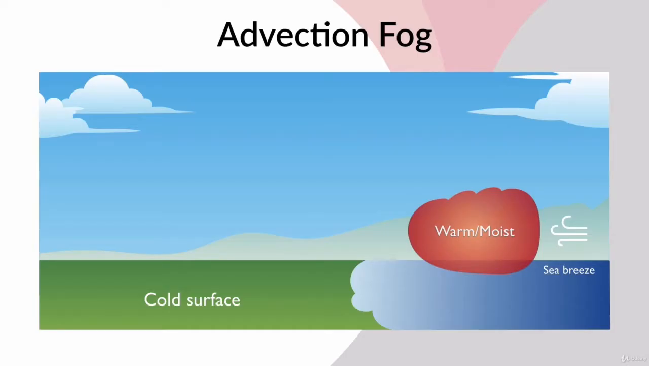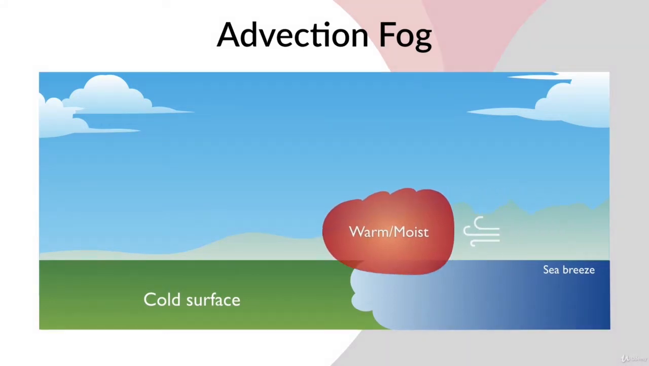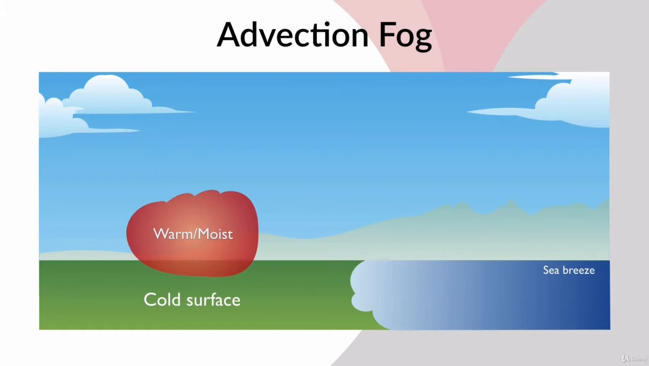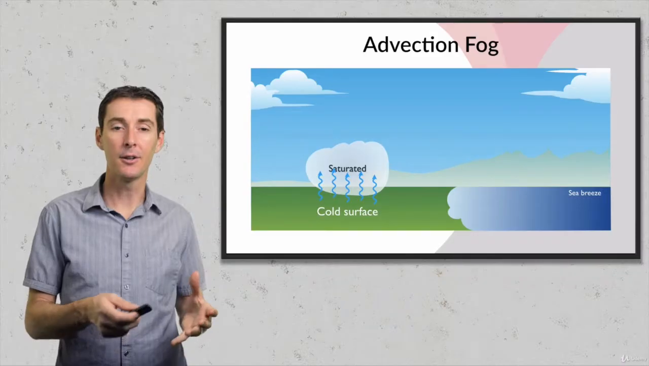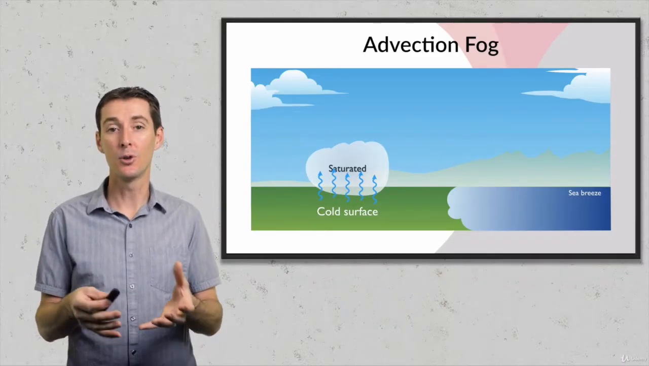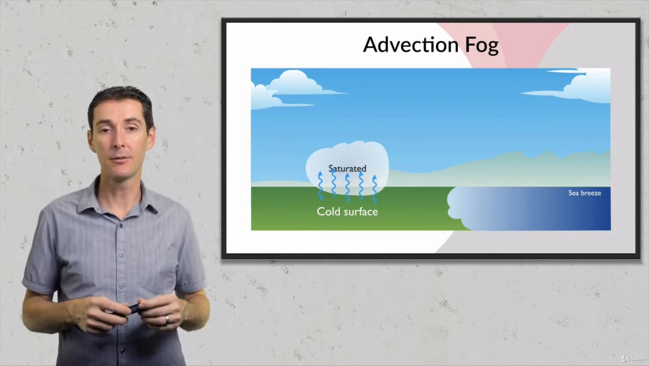The next one is called advection fog, and I want you to think about this one as the San Francisco fog, if you want. What we have is an air mass that's moist because it's coming from over the ocean or over the sea, and we have a sea breeze that's moving that air mass over a cold surface, over the ground. Remember the sea breeze? As the sea breeze pushes the warm air mass over the cold surface, that cold surface is going to cool off the air mass and then make it saturated. We're cooling down a moist air mass to the dew point, at which point we have fog.